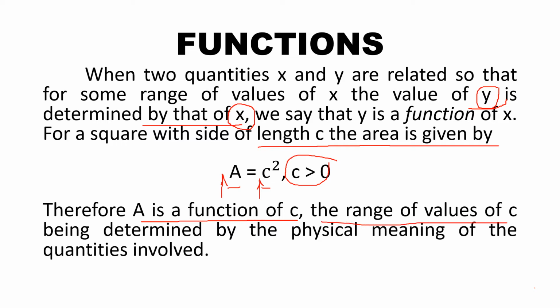So the range of values of c is determined by the physical meaning of the quantities involved, because in reality, the length of any closed figure must be greater than 0 all the time, and not equal to 0 and not less than 0. Because in reality, there is no such thing as a negative value or 0 as a value of the length of a closed figure.